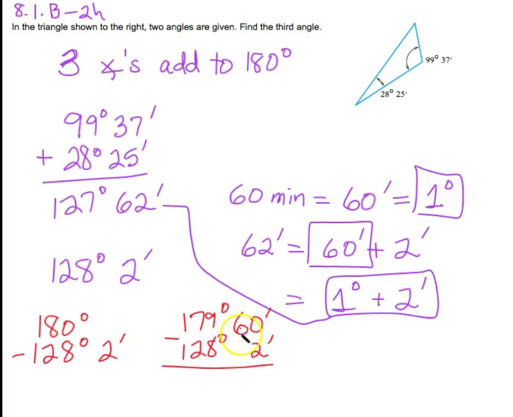So now it's just like we have our place values lined up, and 60 minus 2 would be 58. And then here we would have 51 degrees. And so that would be our missing angle up here, 51 degrees, 58 minutes. Final answer.